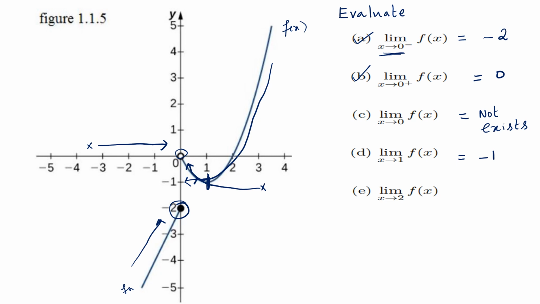Similarly, you have to see the limit as x tends to 2 of f(x). At the point 2, what is the f(x) value? It is 0. Easily we can say the value is 0. So like this we can find it out.